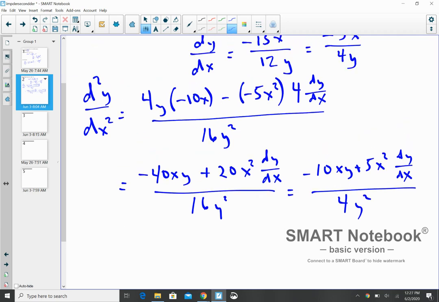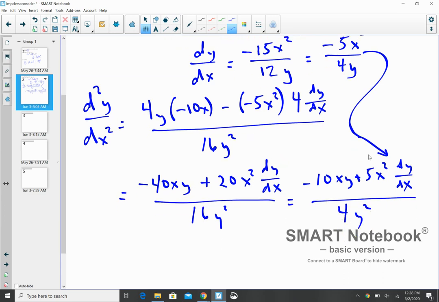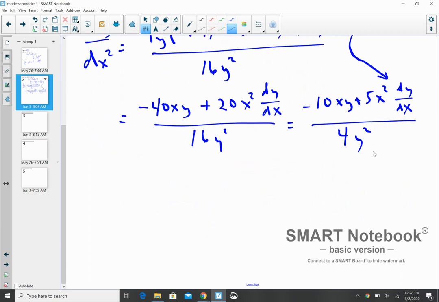You see that dy/dx right here, that dy/dx? We have to do something. Do you know what we have to do? We have to go up here. We have to take the dy/dx that we had in the first step, and substitute that guy in there. So we're going to put negative 5x squared over 4y into his position. All right, so let's do that.